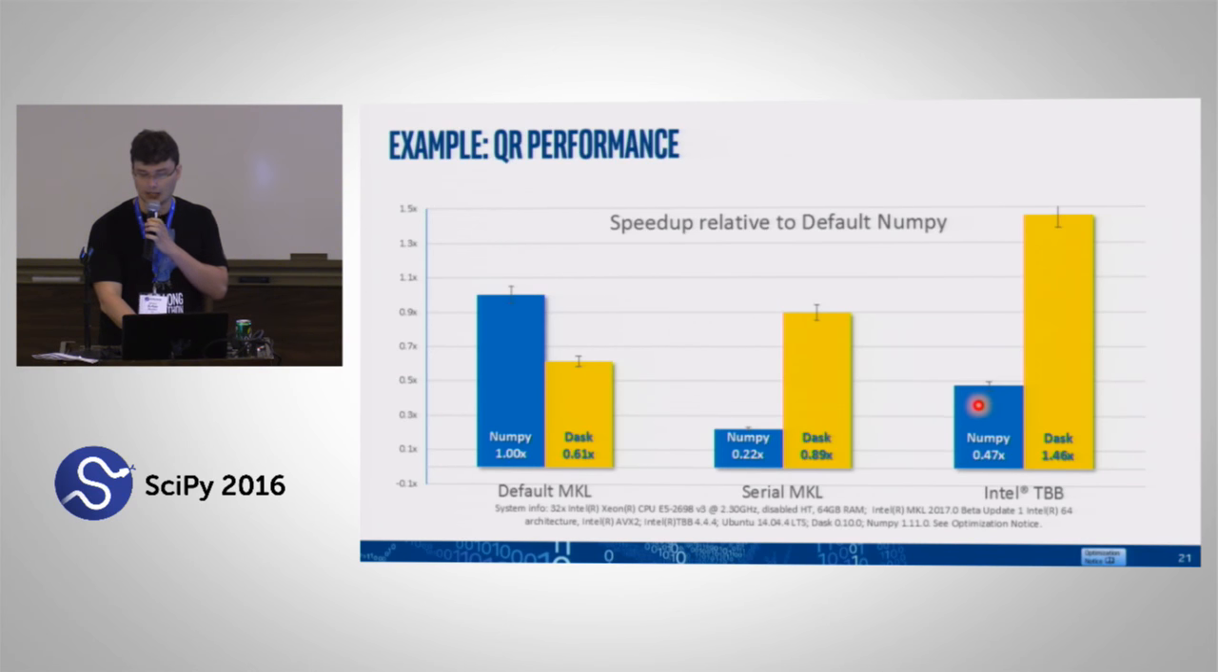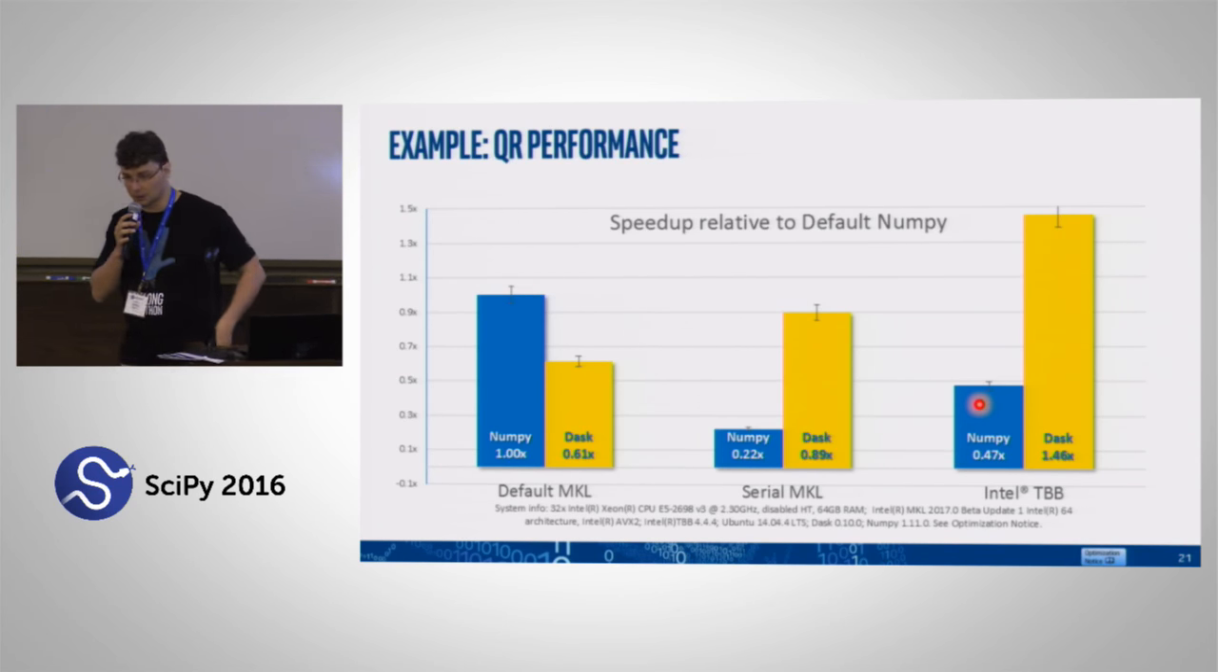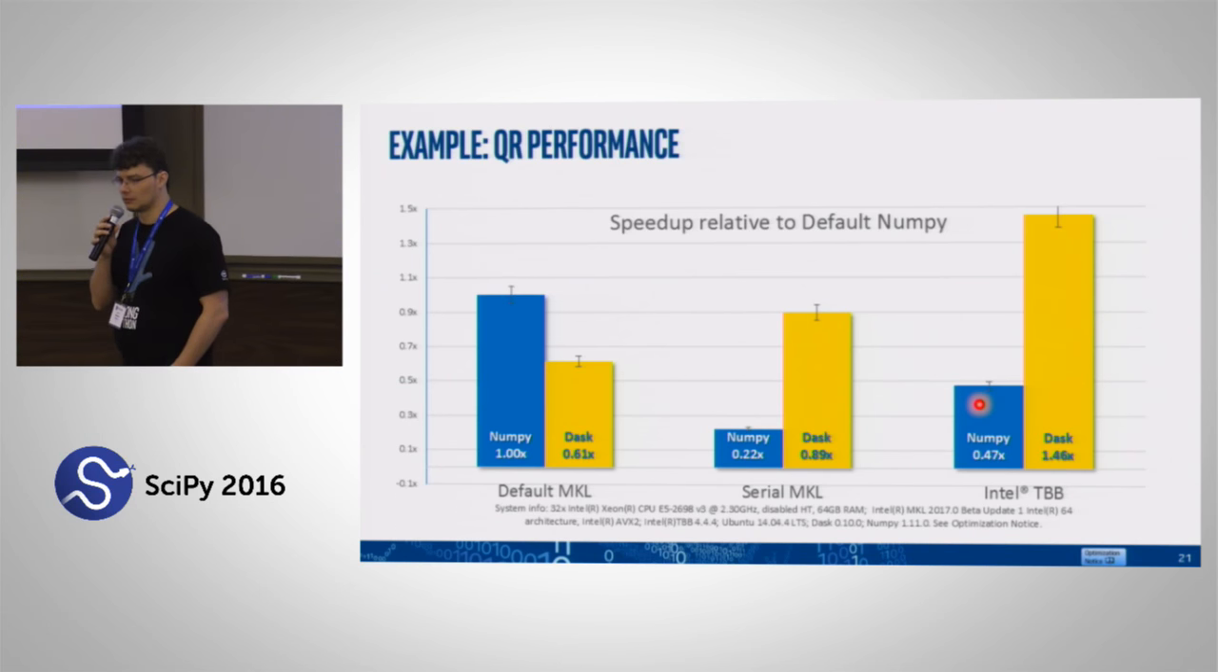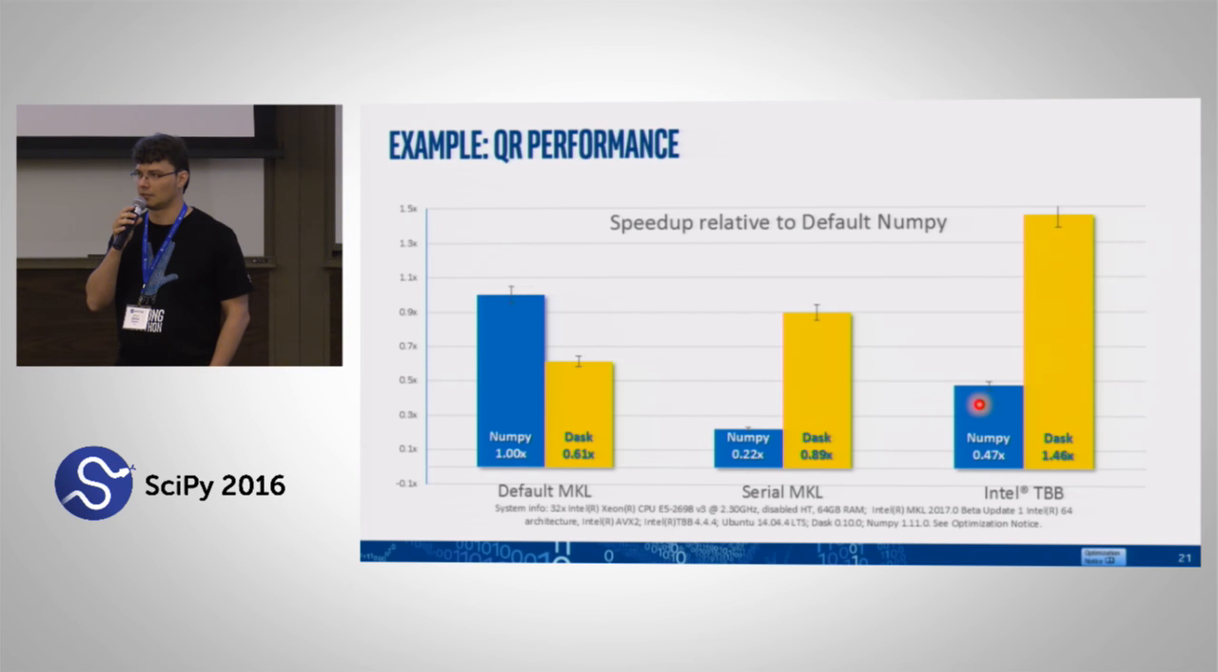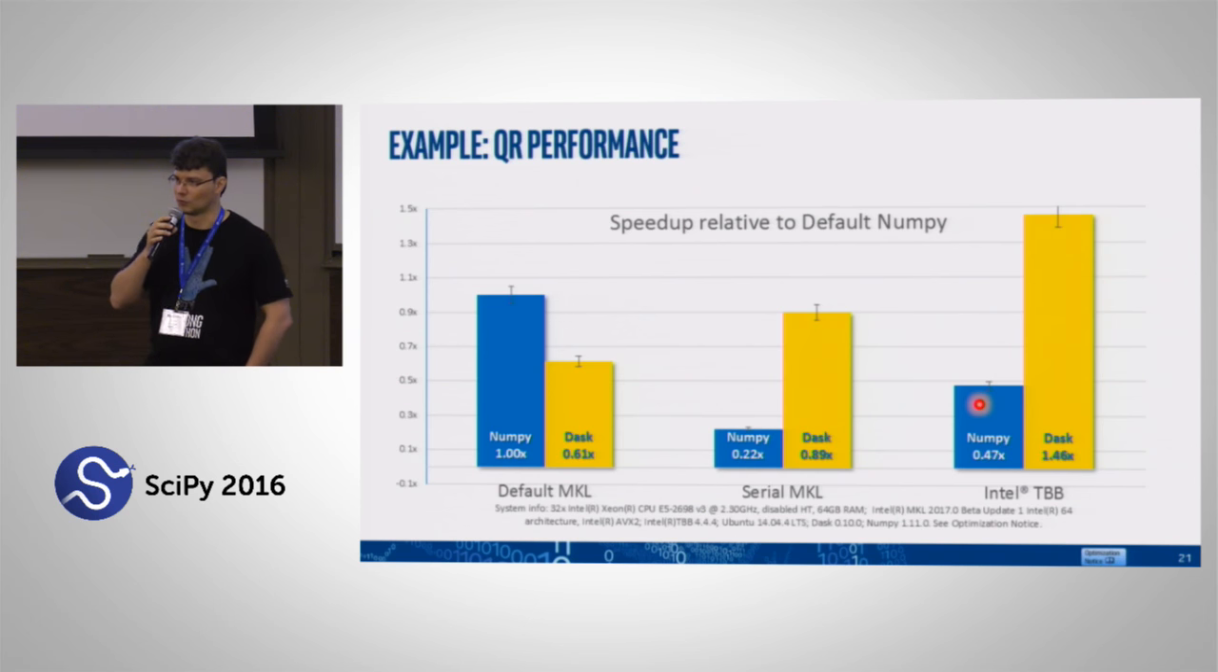Yes, it's because MKL is not very optimized for the threading layer. Not yet. It's at quite an infancy stage, all this stuff. But nevertheless, you can already have some results.